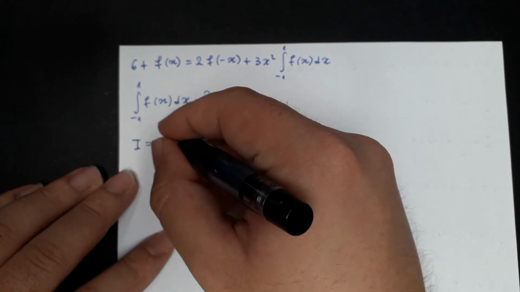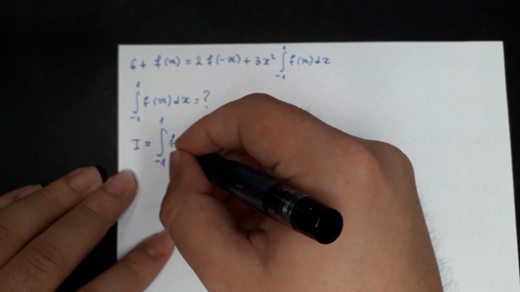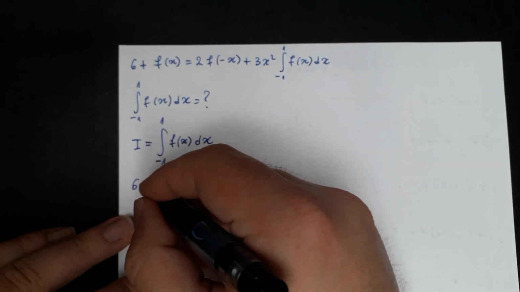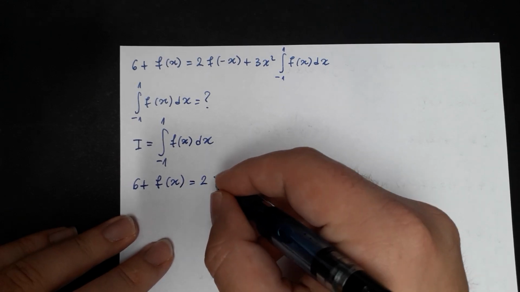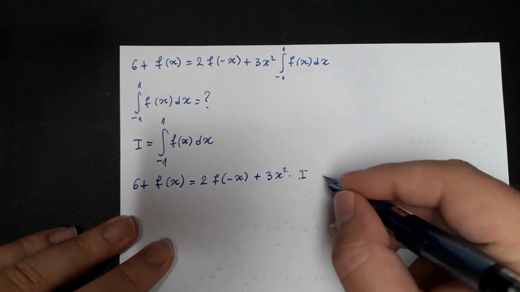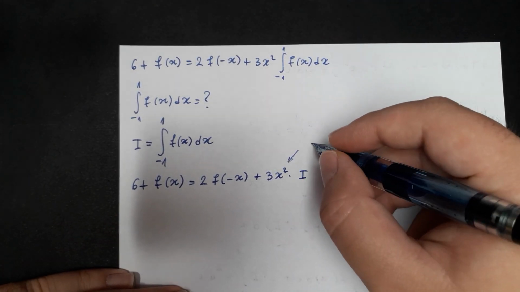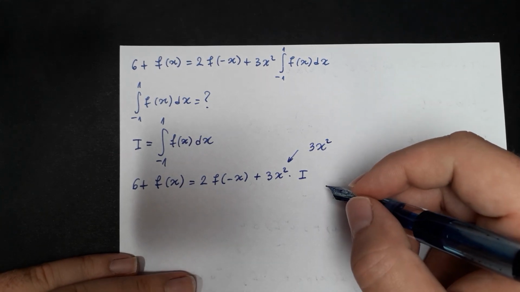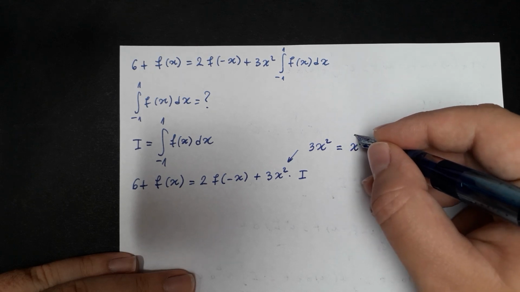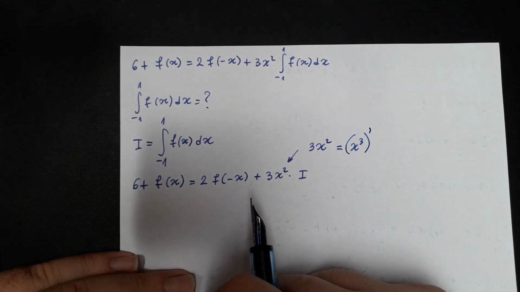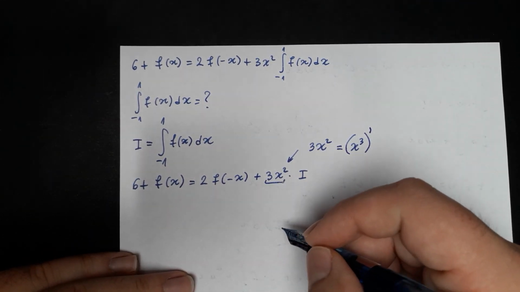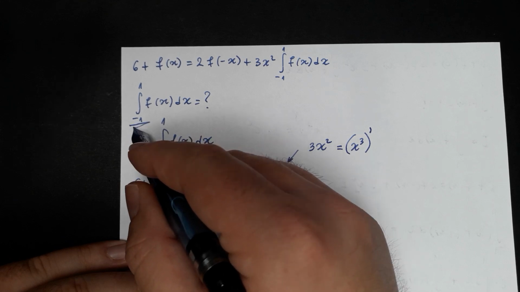Let's first note that I is the integral from -1 to 1 of f(x) dx. Now, when we substitute I in the first equation, we get that 6 plus f(x) is equal to 2 times f(-x) plus 3x squared times I. Now, if you take a look, you see that 3x squared appears in this equation, and we know that 3x squared is the first derivative of x to the power 3. So we see that we have a derivative in this position, and we are interested in solving the integral.